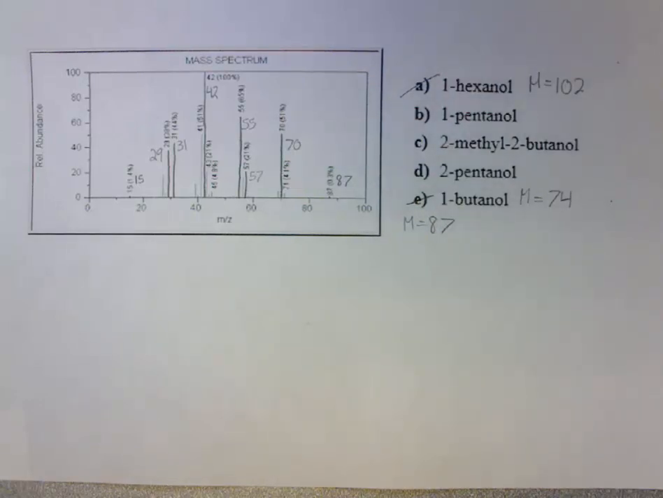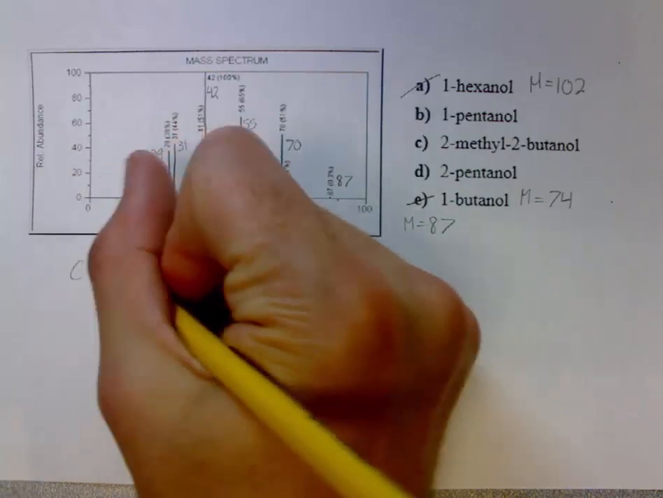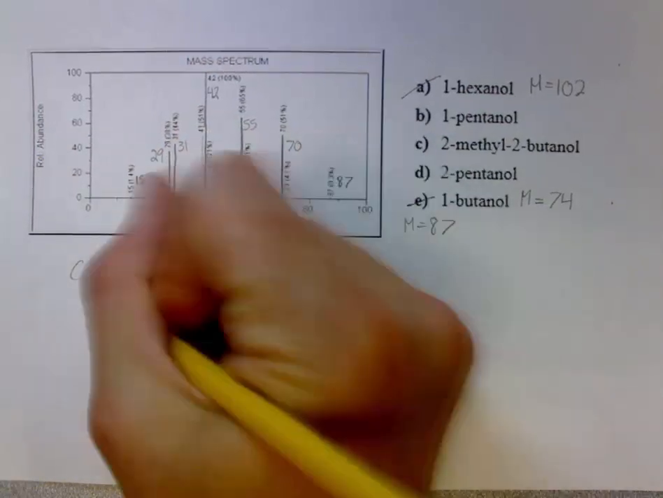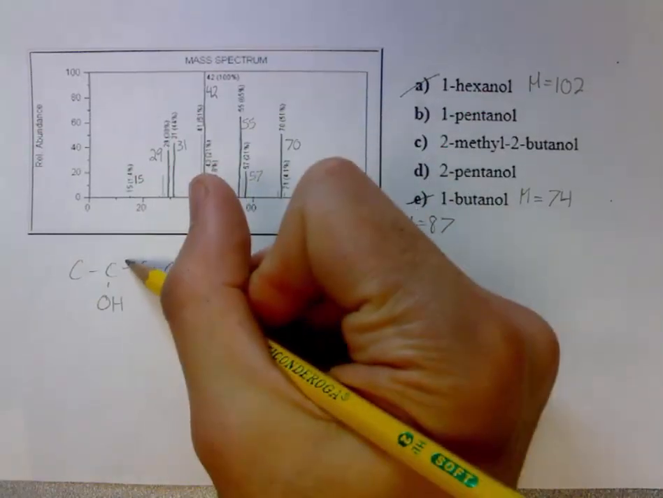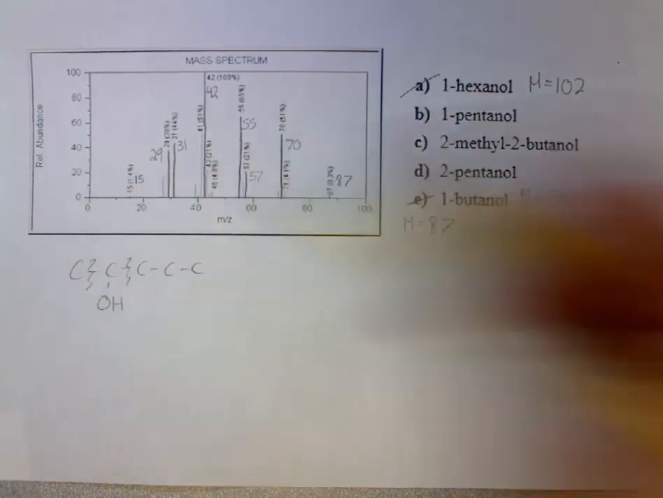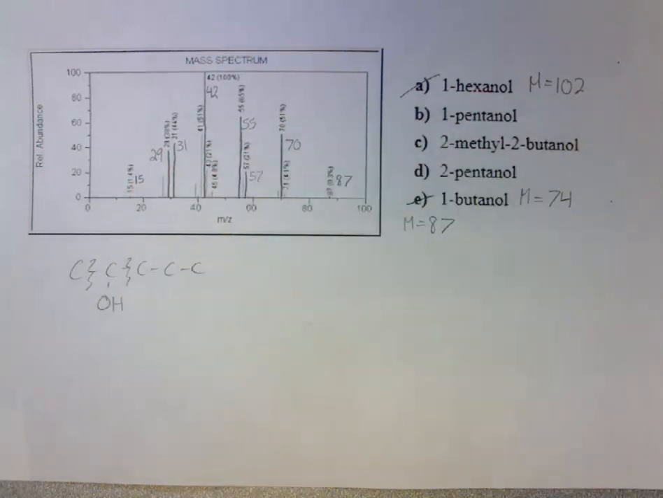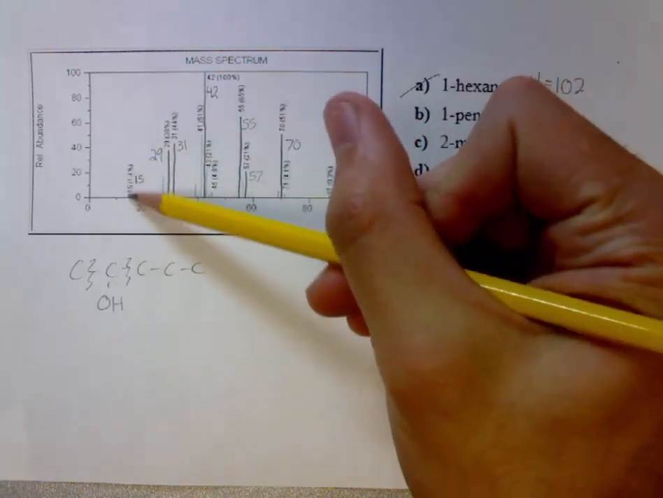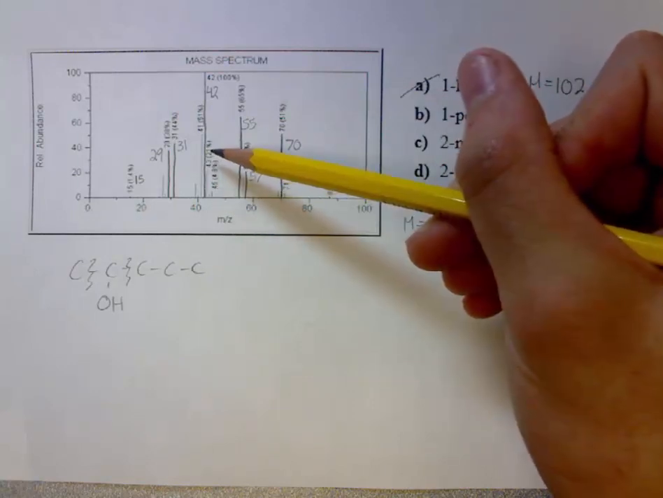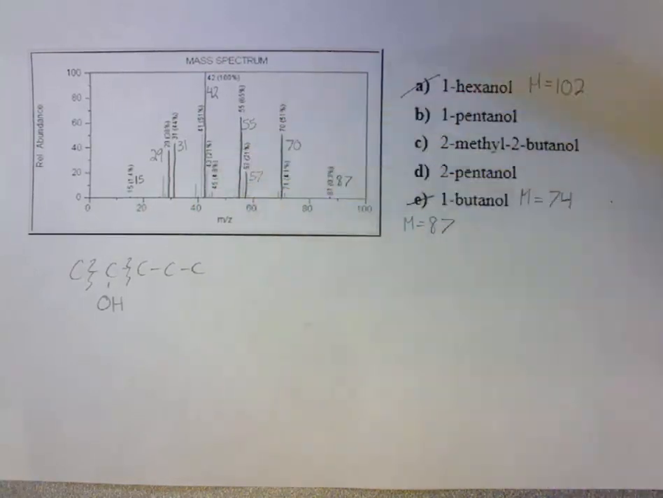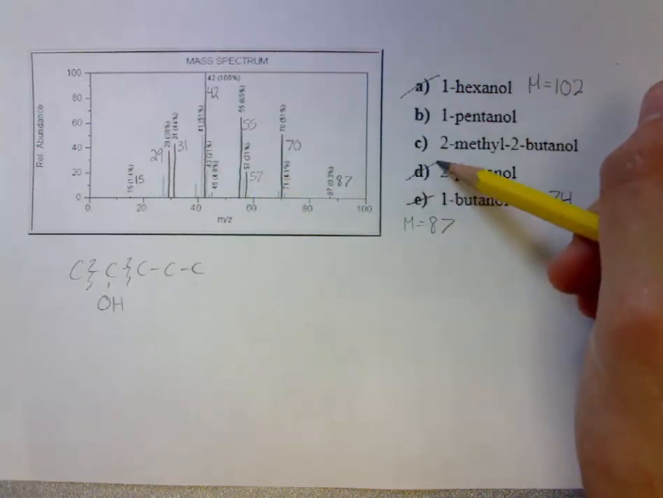If we look at 2-pentanol, if we are to do alpha cleavage, which would be cleaving those 2 carbons, we would get peaks at 45 and 15. We would get a stronger peak here, and we would get a stronger peak at 45, not 42. Therefore, we can eliminate 2-pentanol.